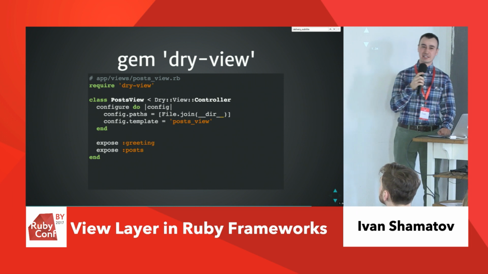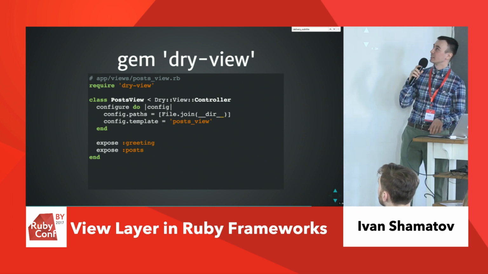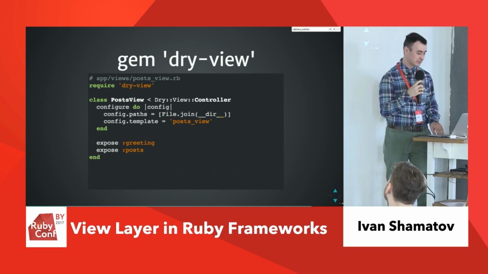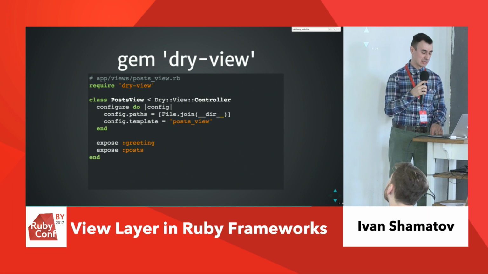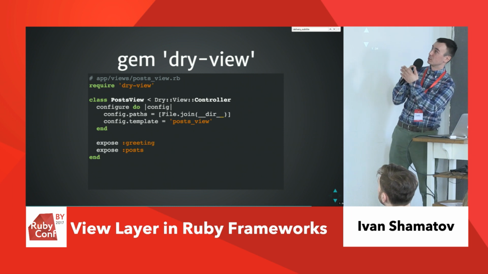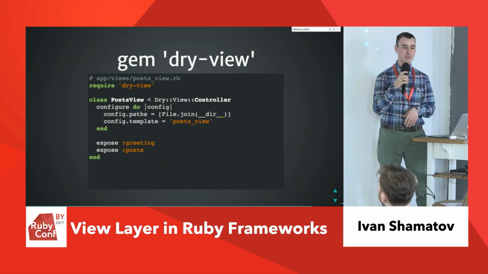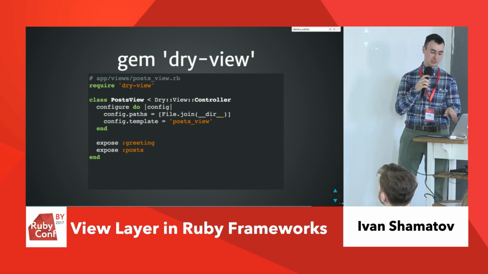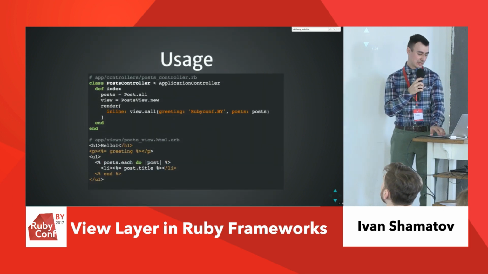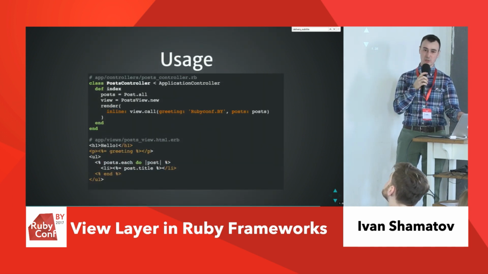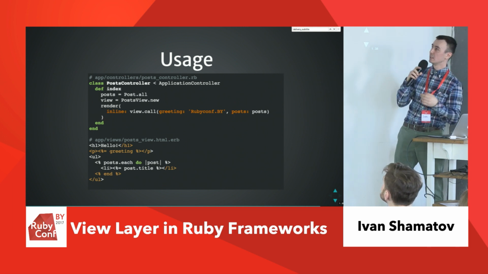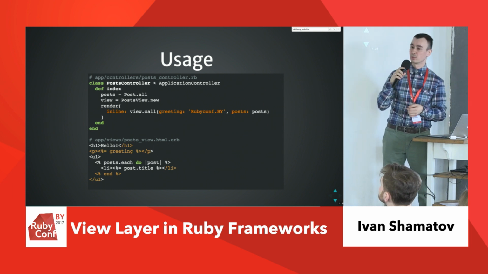Dry View is a collection of gems, and they give simple objects to operate with. What I'm showing you is an implementation of PostView, which I'm going to use inside Rails, because PostView will just return HTML, and I can easily render it inside my controller. Well, I have to render it inline because it's returning HTML, but that's not a problem for me.